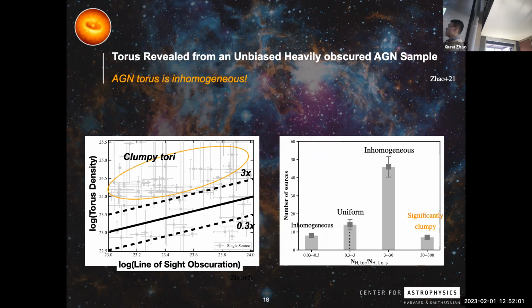And you can see that the majority of the sources, they do not have the same column density, but their torus density is very different from their line of sight density. Most of the sources have a 3 to 30 times difference between these two densities. So very inhomogeneous. And with this 93 sources sample, we know that the torus is dense enough, is optically thick, is large enough, covers 2/3 of the central AGN, and is also very inhomogeneous.